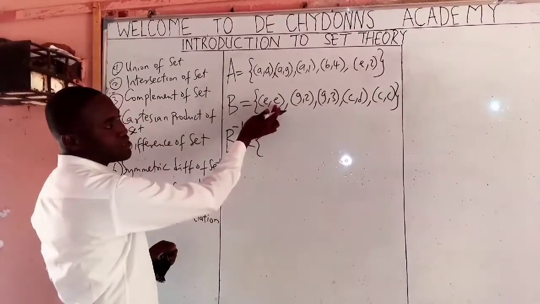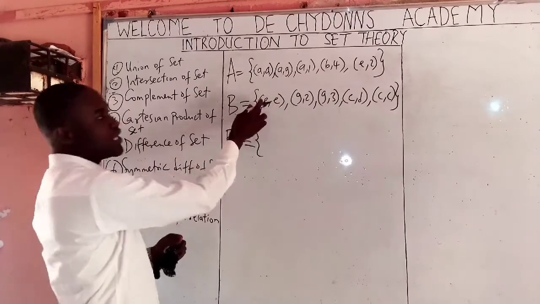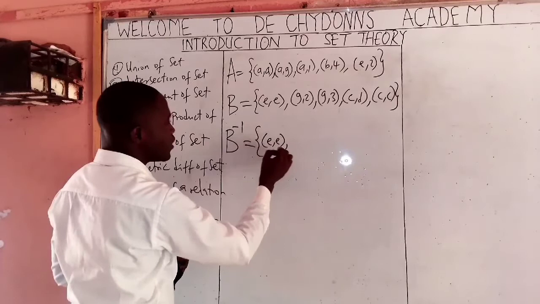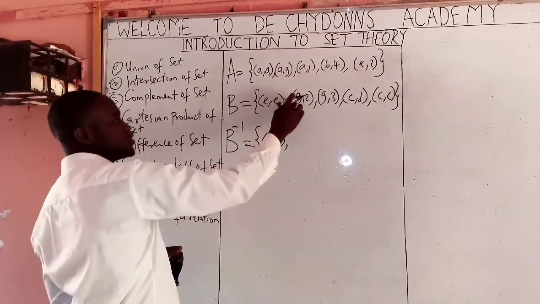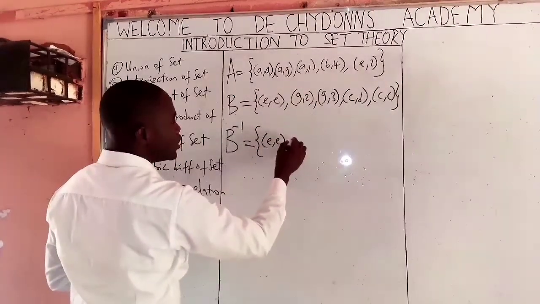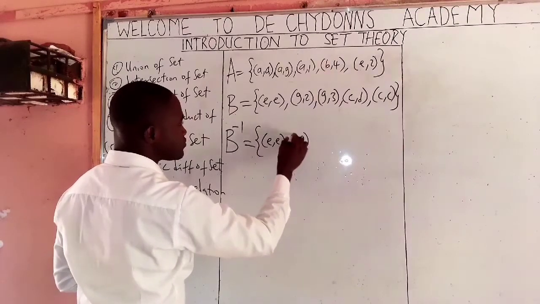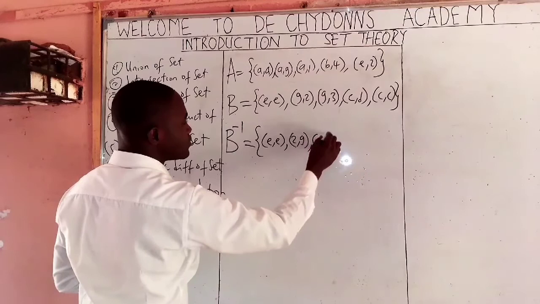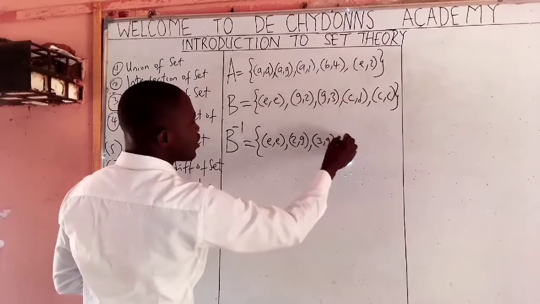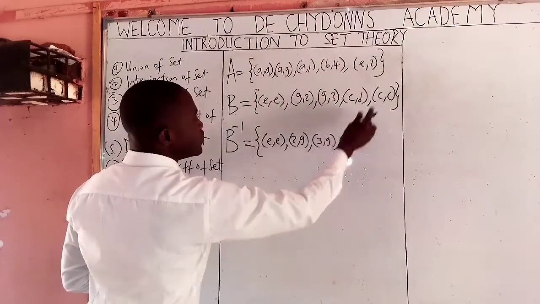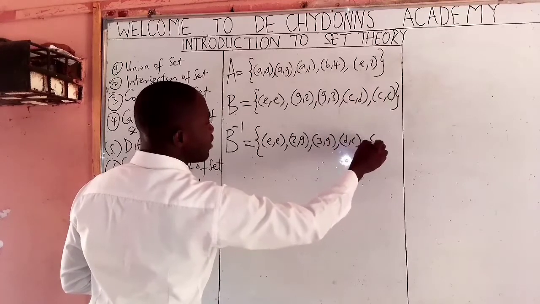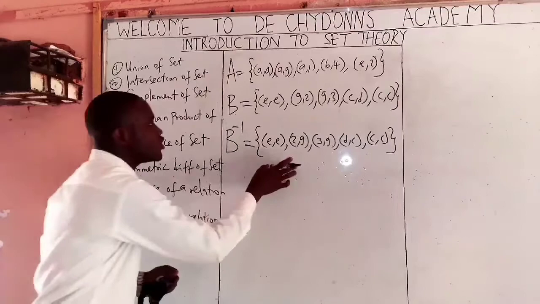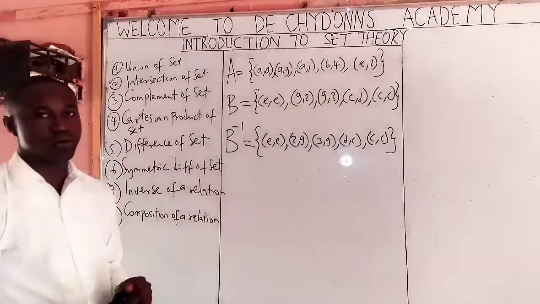If you carry the second coordinate, put it in the first, carry the first, put it in the second, it will be giving you E, comma, E. This one will come first, this one second, it will be giving you 2, comma, G. This one first, this one second, 3, comma, G. D, comma, C. C, comma, C. This is the inverse of B.